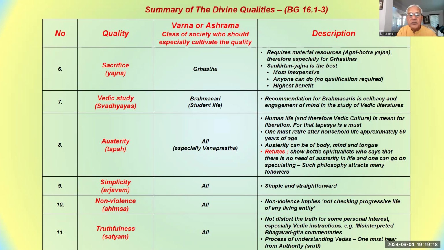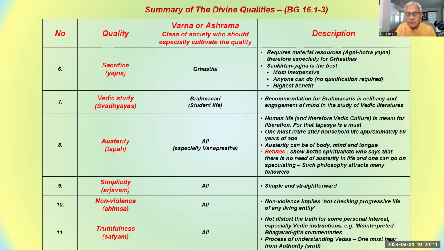Yes, Mataji. Sixth, sacrifice, yajna. Grihastha requires material sources, Agni Hotri Yajna, therefore especially for grihasthas. Sankirtan Yajna is the best, most inexpensive, anyone can do, no qualification required, highest benefit. So sacrifice is not always of dravya or money. Sacrifice is not only performing of certain kind of yajna. Naam yajna or the Sankirtana movement or the japa of the holy name of Lord Krishna, Mahamantra, that is also a sacrifice, one of the supreme sacrifices, because everybody can do it. No time, place, no money, nothing is involved. Only self-control and unflinching faith in Krishna is required.